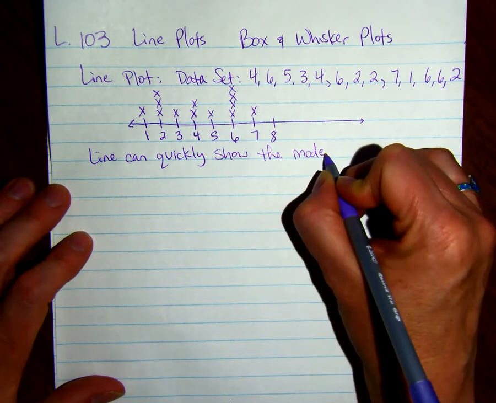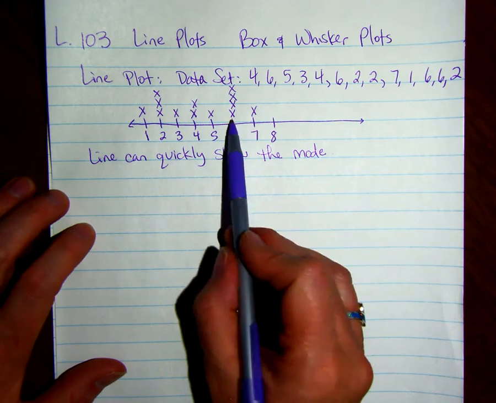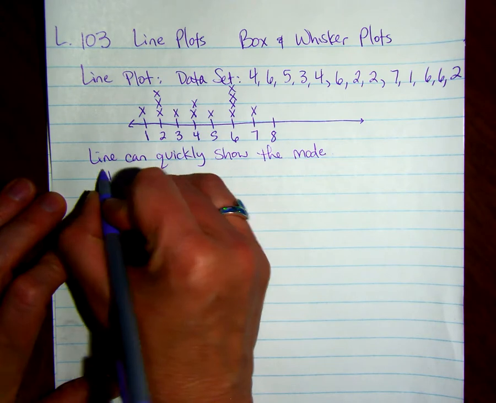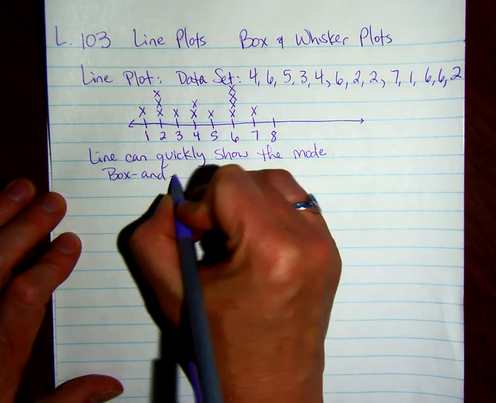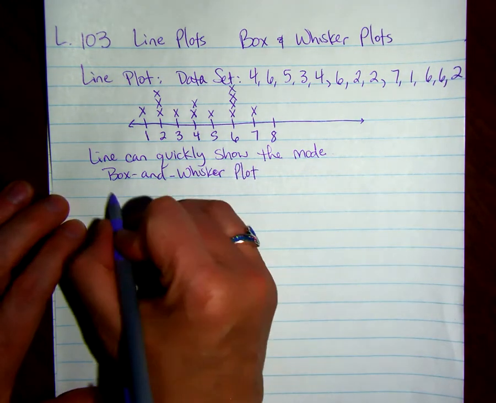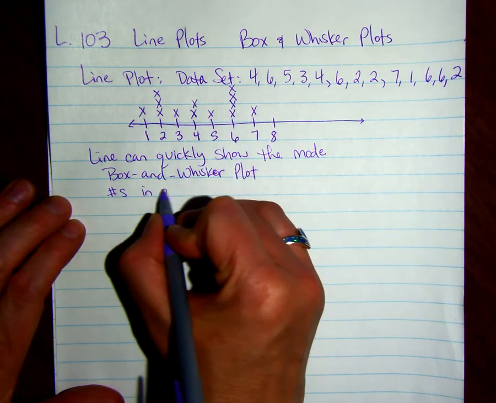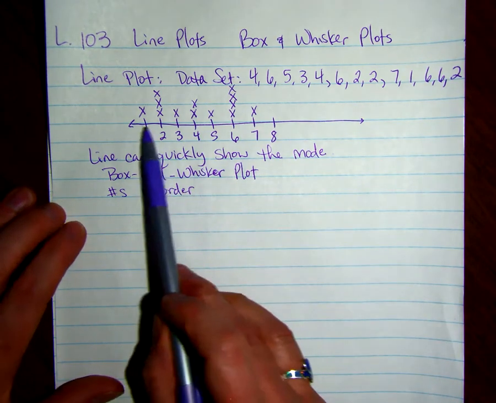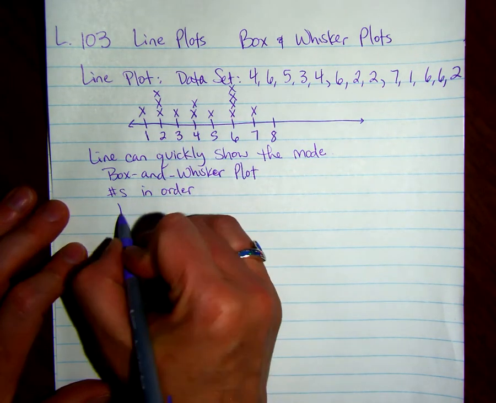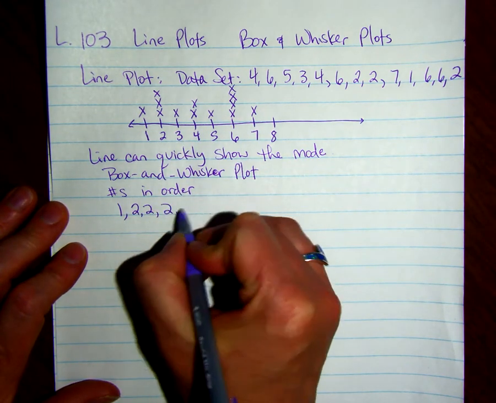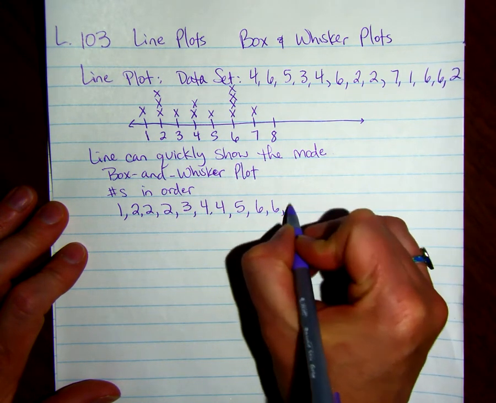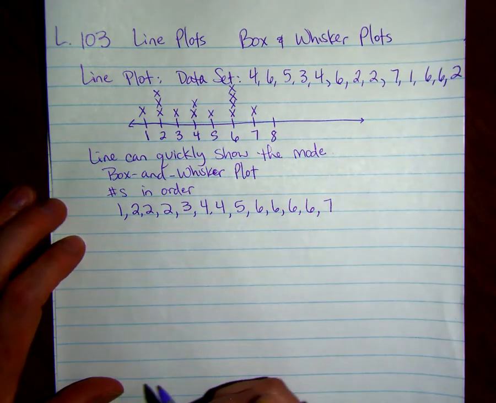So in this case, the one that has the most values is 6. There's 4 of them, so that's the mode. To do a box and whisker plot, you need to have the numbers in order. The line plot put them in order for us, which is really nice. So we're going to list these out in this order. So there's a 1, there's 3 2s, a 3, 2 4s, a 5, 4 6s, and a 7.